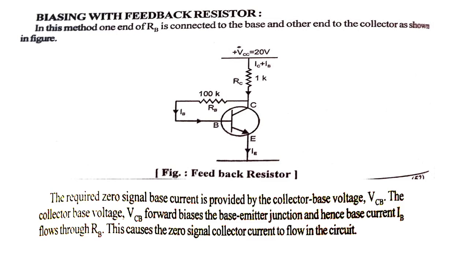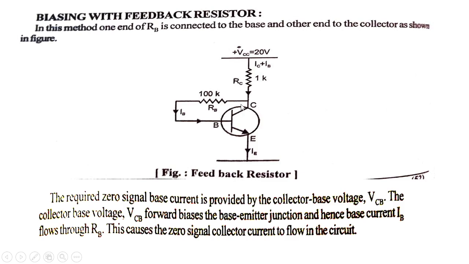This is the circuit diagram of biasing with feedback resistor using an NPN transistor. See in the figure, here one end of the resistor RB is connected to the base, and the other end to the collector. That is the collector terminal of the transistor.